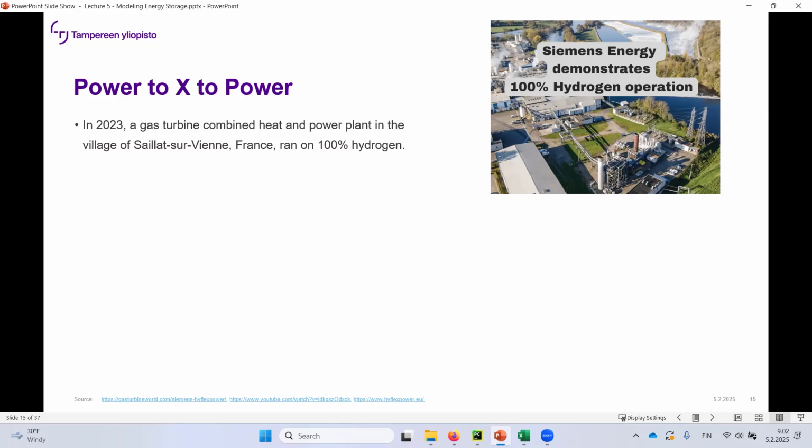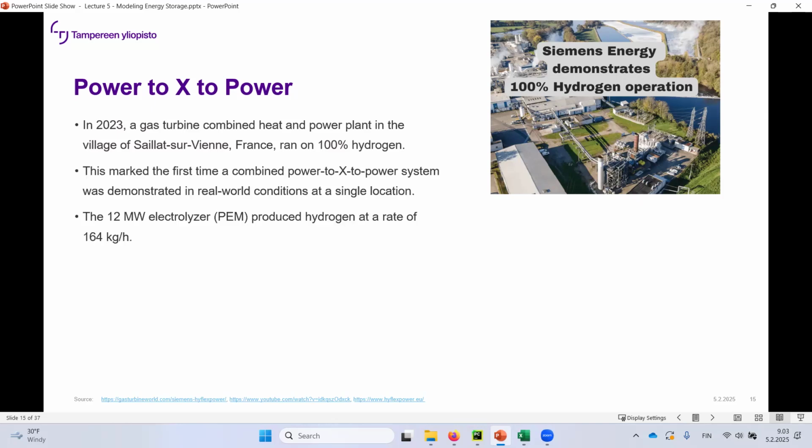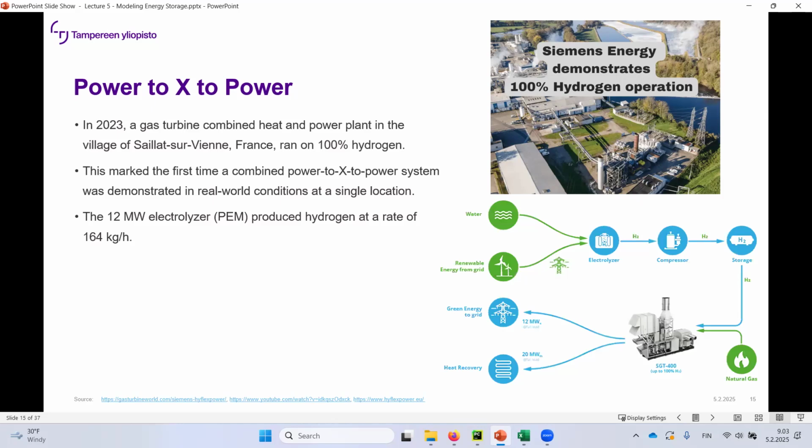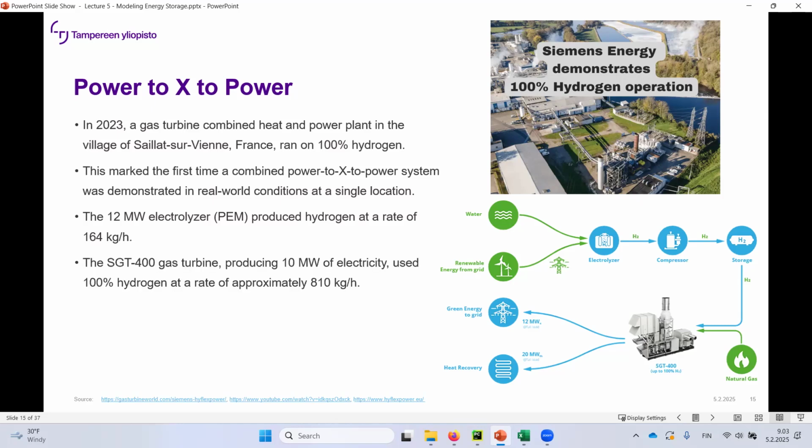In 2023, with Siemens, they made this in France, in a village that I'm not going to pronounce. They used a CHP system that ran on 100% hydrogen. So it's a 12 megawatt solid oxide electrolyzer that produced hydrogen at a rate of 164 kilograms per hour. And then there was this gas turbine producing 10 megawatts of electricity using 100% hydrogen.